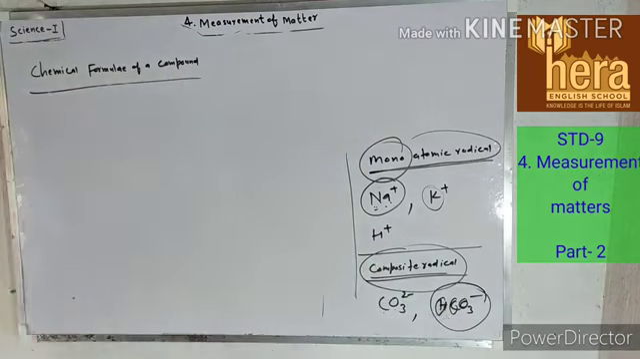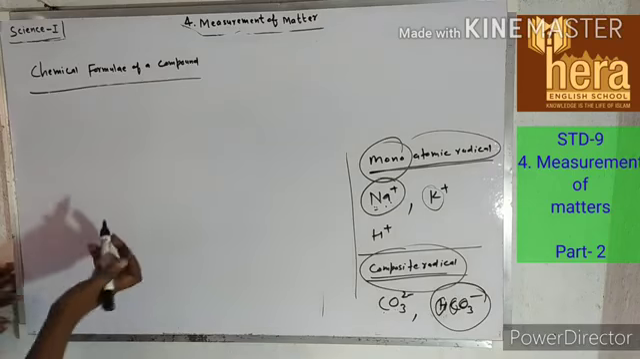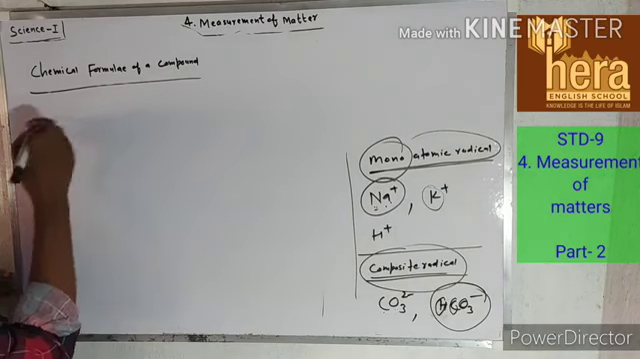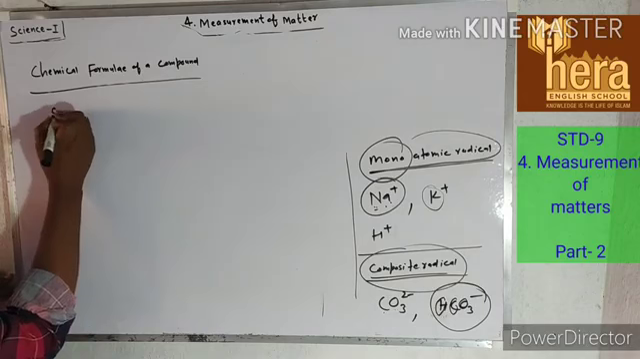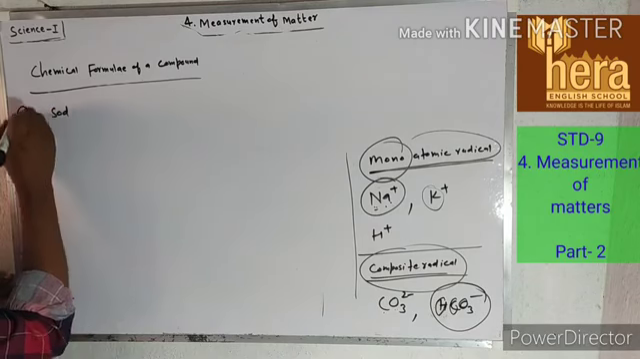Okay. So how to write the name of the compound? Chemical formula of a compound. Okay. If I say write sodium carbonate, if I say it in English we can write easily. First example, sodium.